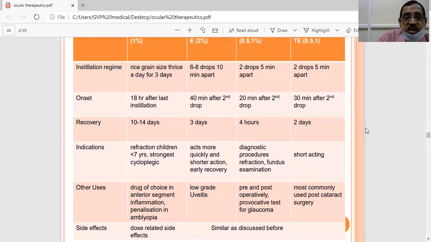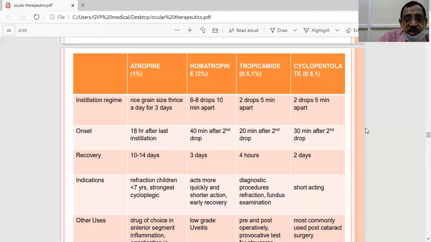So homatropine is available as 2% solution. 6 to 8 drops, 10 minutes apart, should be instilled. 40 minutes after the second drop, the onset of action occurs. The recovery from the cycloplegia is in about 3 days. It acts more quickly and has a shorter action, with early recovery. We can use it in low-grade uveitis.